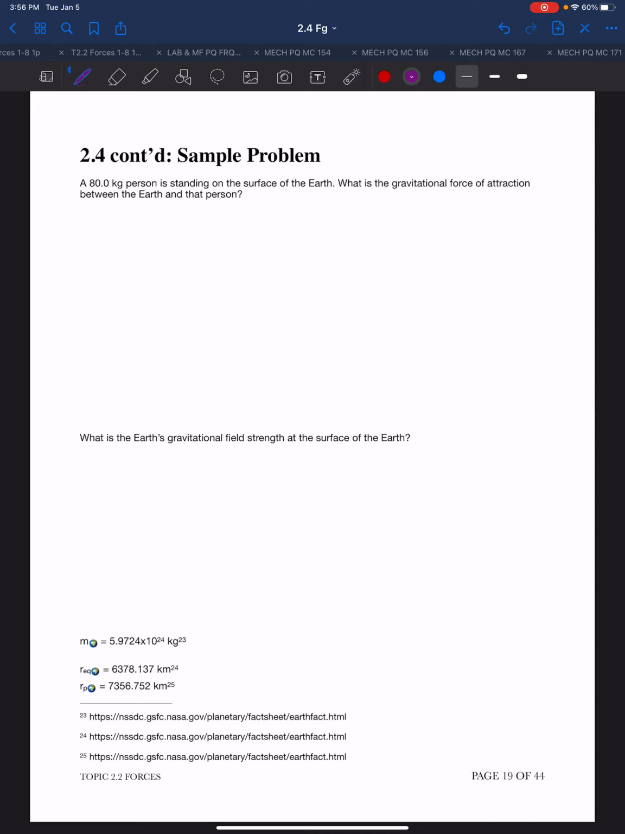So here we have a situation where there is a person of mass 80 kilograms standing on the surface of Earth. What is the gravitational force of attraction between them? Well, force of gravity is G big M little m over R squared. Now we were given previously that big G is 6.67565. And I'm going to write this number in a strange way, but you'll see why by the time we're done. Times 10 to the minus 11th.